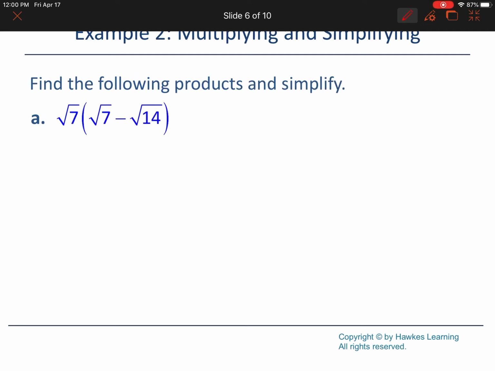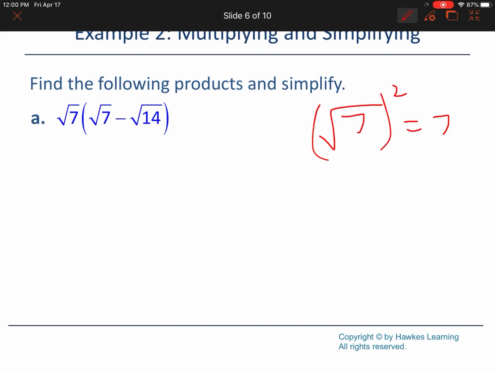Okay, so that's kind of the basic behind adding and subtracting. Here's some basic ideas with multiplying. Remember we talked about the fact that if you took the square root of 7 and squared it, that undoes the square root, right? And you just get 7.